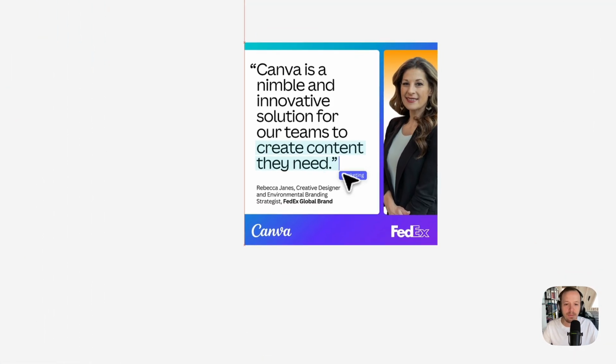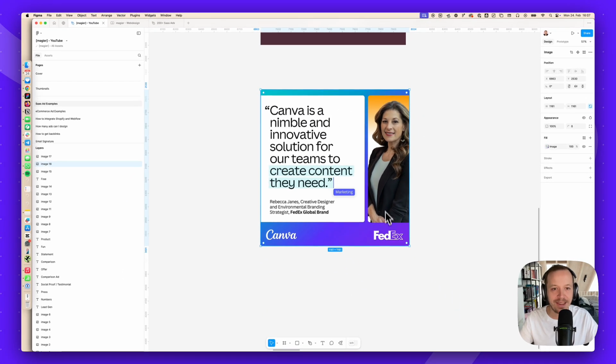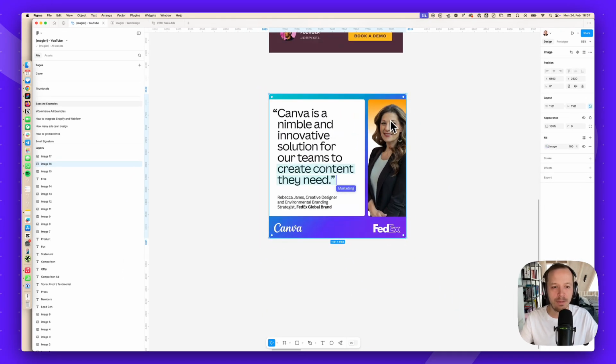This is another example where Canva was pushing out an ad. They were using FedEx in this specific case, also trying to give it a more human touch by including the photo of this real person, because we all know with these testimonial ads, a lot of fake is out there. So if there's an actual photo, if there's the actual role of this person, then it is more trustworthy. And also they were including the ICP here. So marketing, they are specifically saying, okay, this is relevant for marketers.